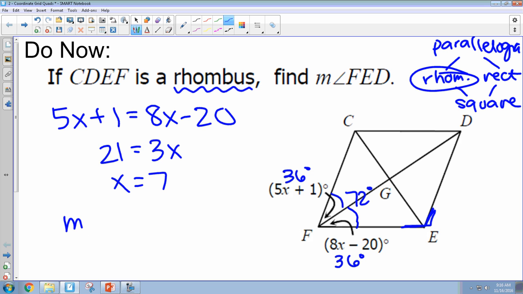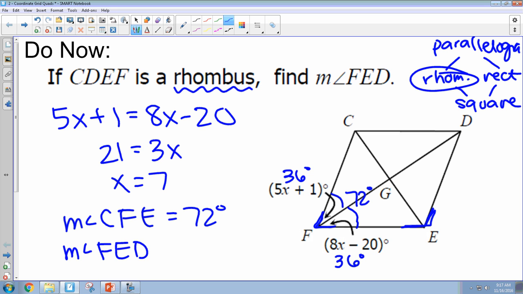So the measure of angle CFE is 72. The reason I go to that is because on your properties chart you have something about consecutive angles. Specifically, this is listed up in your parallelograms properties, but remember, parallelograms and rhombuses are going to be able to work with the same properties. These angles are supplementary. So if that CFE is 72 degrees, then I can find the measure of angle FED by doing 180 minus 72, which is going to be 108. So your final answer to this problem is 108 degrees, but you did have to find quite a few things before getting to that point.